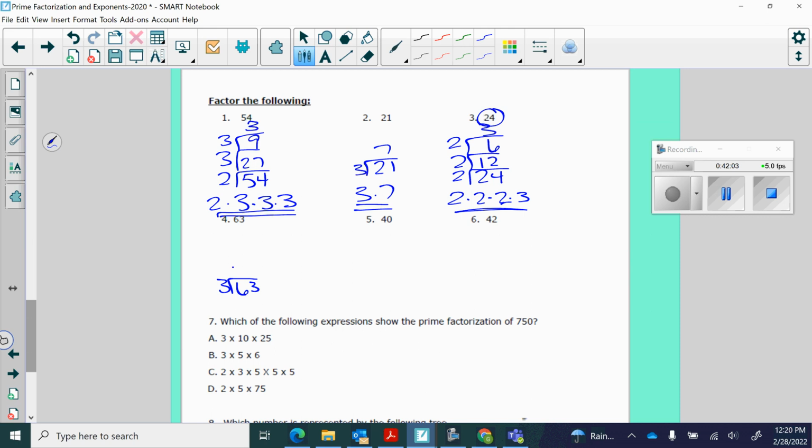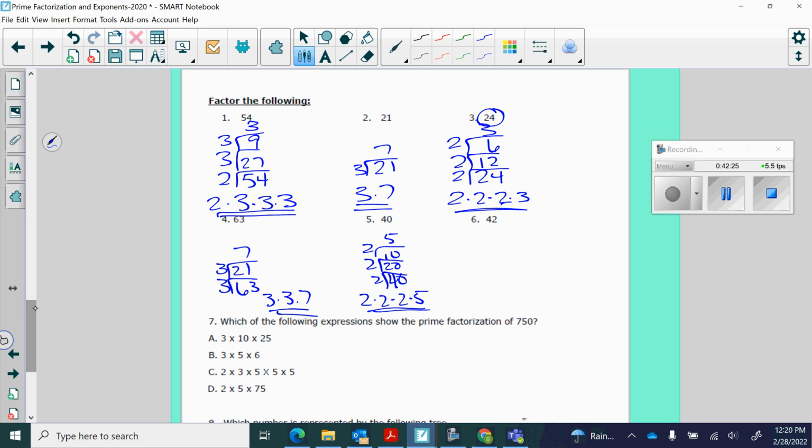Okay, 63. Can I divide that by 2? By 3? 21. 21 divided by 3? 3 times 3 times 7. 40. Can I divide by 2? Yes. 20. Can I divide by 2? Yes. 10. Can I divide by 2? Yes. 5. 2 times 2 times 2 times 5.